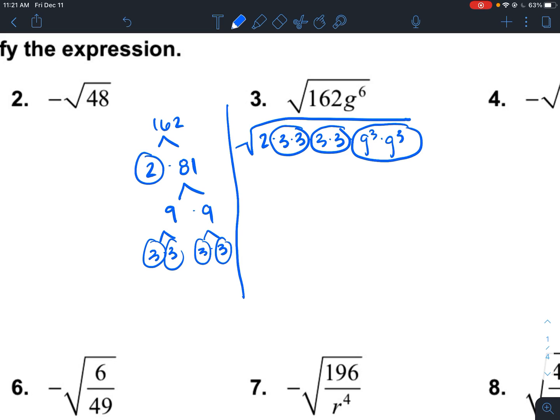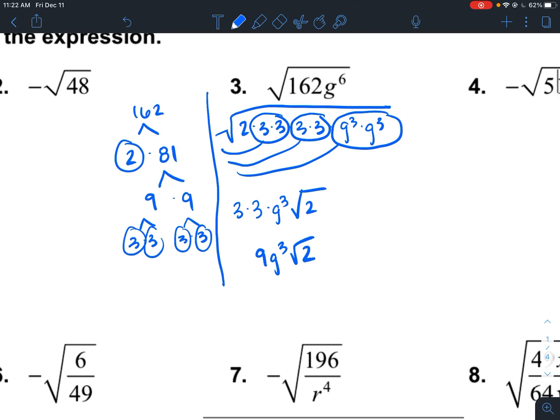So what this means is I can take out a 3, another 3, and a g cubed. So on the outside of the radical, I have 3 times 3 times g cubed. I just removed these from the radical. So inside, I only have the square root of 2. And then on the outside, I can simplify to be 9g cubed square root of 2. So again, what I did was used prime factors and grouping in order to take the square root.